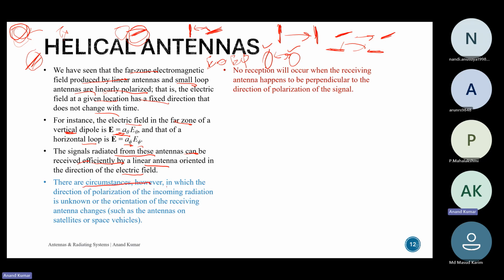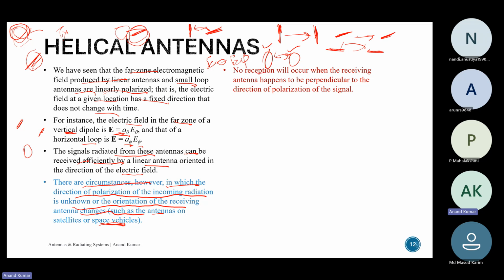There are circumstances in which the direction of polarization of the incoming radiation is unknown, or the orientation of the receiving antenna changes, such as the antennas on satellites or space vehicles. Even if you know how the transmitter is arranged, the receiver is on satellites or space vehicles which are floating in space, and their orientation might change. In those cases, we have to make sure that the reception is still there, and we use circular polarization.